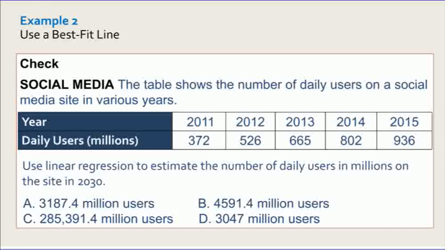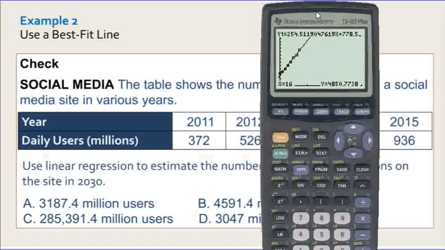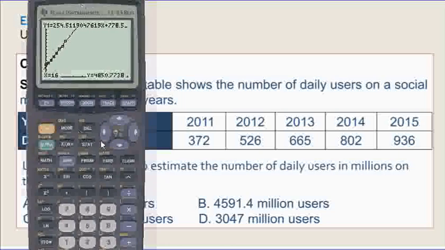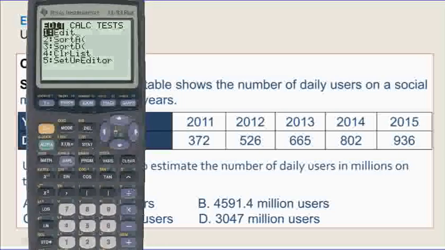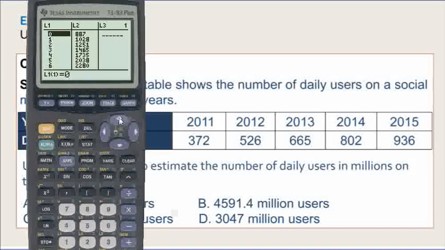Next, the table shows the number of daily users on a social media site in various years. Use linear regression to estimate the number of daily users in millions on the site in 2030. So the first thing we'll need to do is enter this data into our calculator. So you hit Stat, Edit. We're just going to clear everything here.